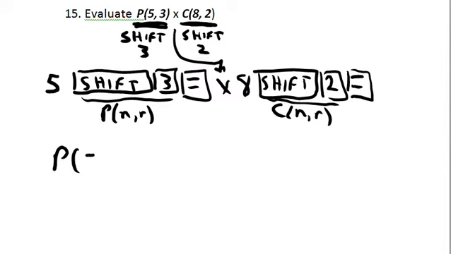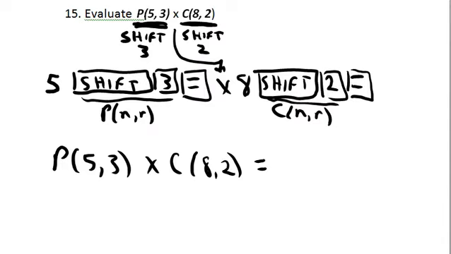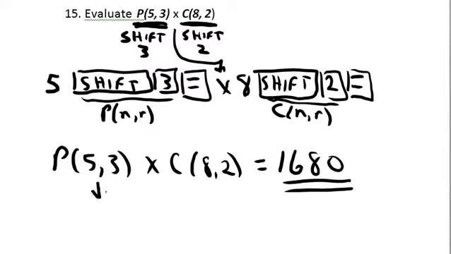So the permutation of 5 things taken 3 at a time, times a combination of 8 things taken 2 at a time. When you do that, you will get 1,680. Now you could do each one separately and then multiply them. I don't necessarily think that you should do it that way, but if you did, the permutations of 5 things taken 3 at a time would come out to be 60, and the combination of 8 things taken 2 at a time would come out to be 28, and 60 times 28 is still going to be 1680.